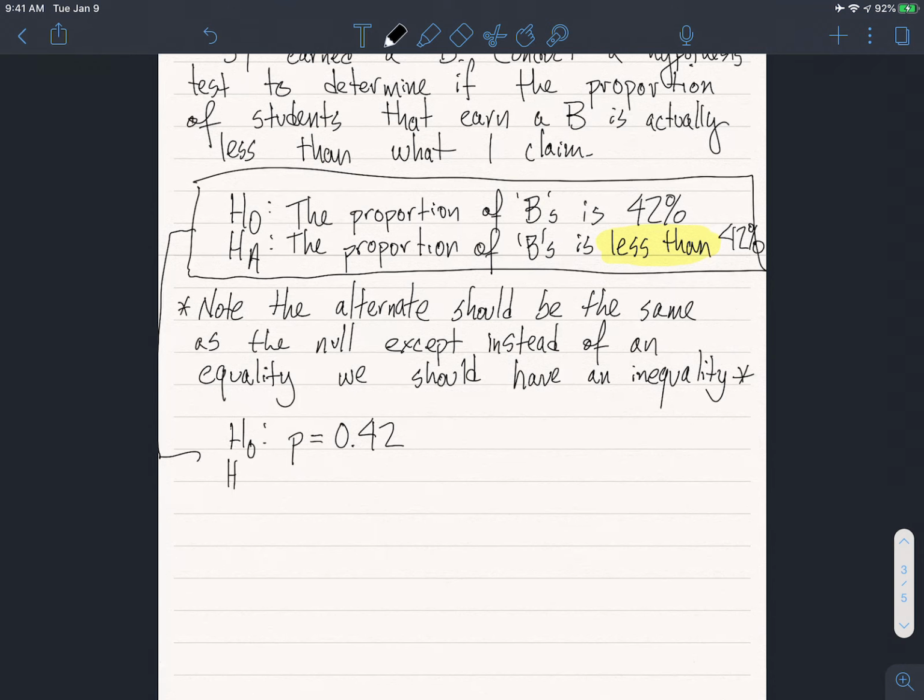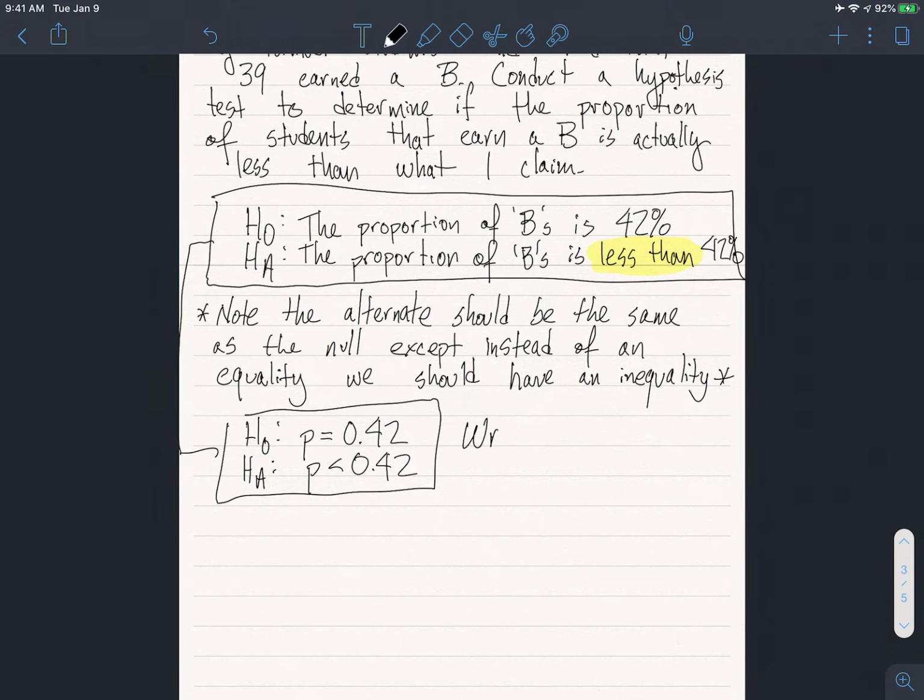Same thing with the alternate. The alternate, I wouldn't write this whole thing out. The proportion of B's is less than 42%. We can write that in math as the proportion is less than 42%. This is how I will write my hypotheses, and this is how you should too. So write hypotheses like this.